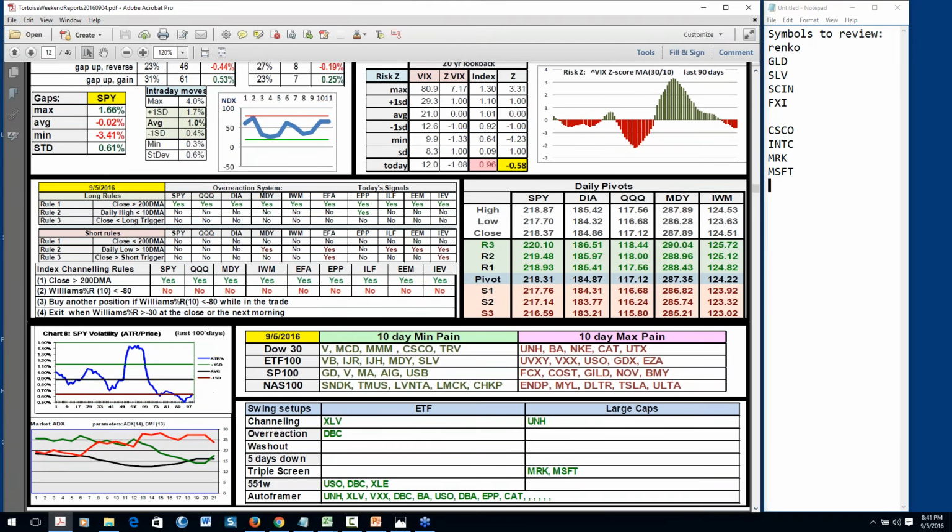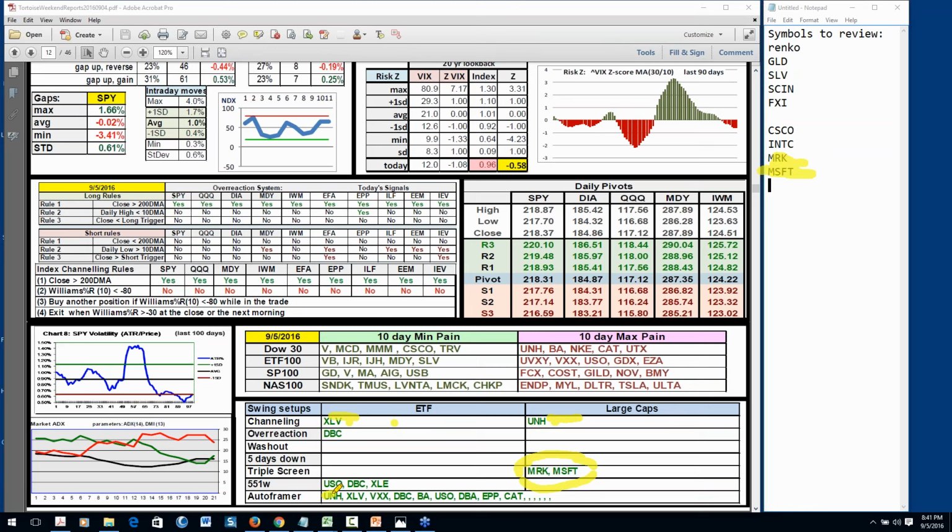Looking at dailies for Tuesday, there's no channeling or overreaction signals among the big broad indexes. When we go out to the ETF 30 and the Dow 30, you'll see we have XLV and United Health. I notice Merck and Microsoft as triple screens. That really lines up well with that previous look that we made over here about Microsoft and Merck. So that's even more reason to be interested in them.